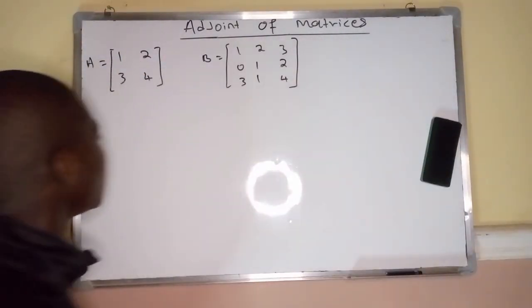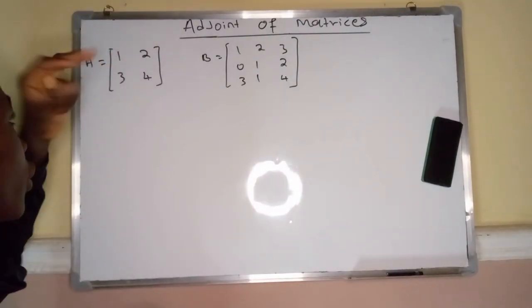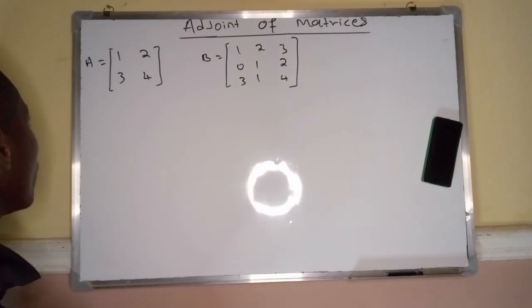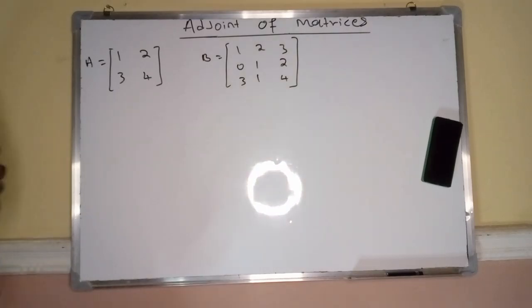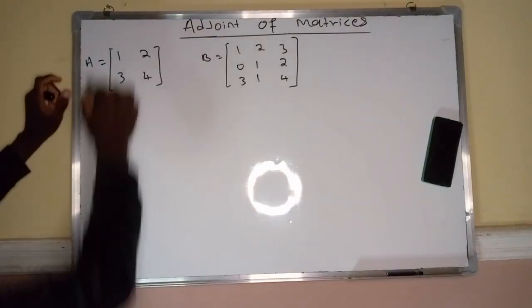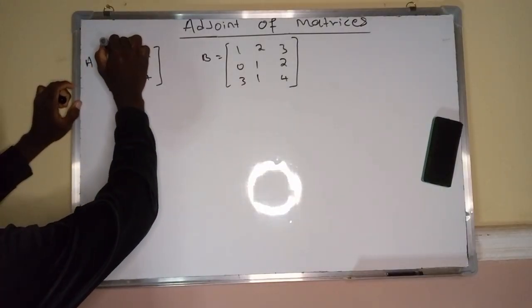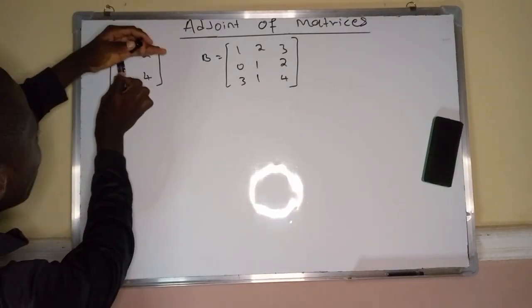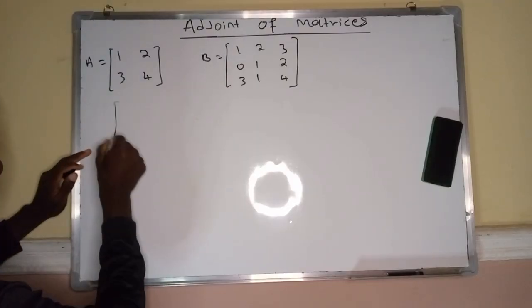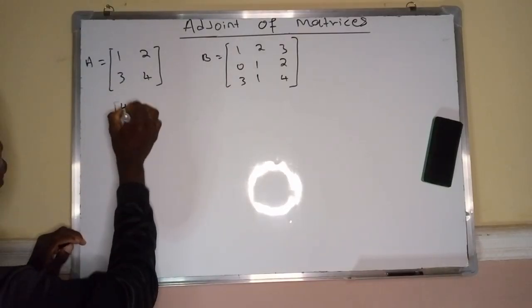So let me find the adjoint of this 2 by 2 matrix. To do that, I have to find the minor of each element. First, the minor of 1: I delete this row and this column, and I am left with only 4. So I have 4.